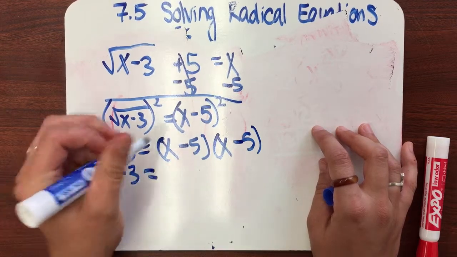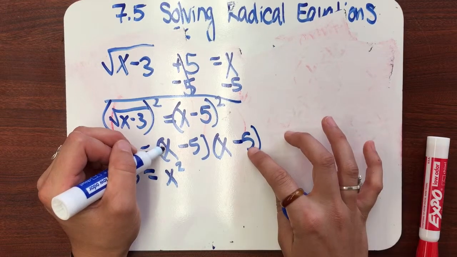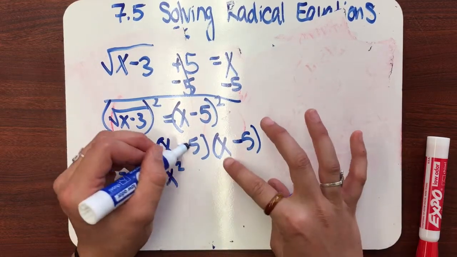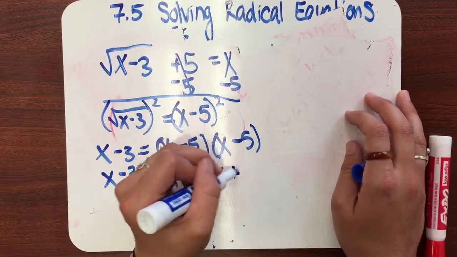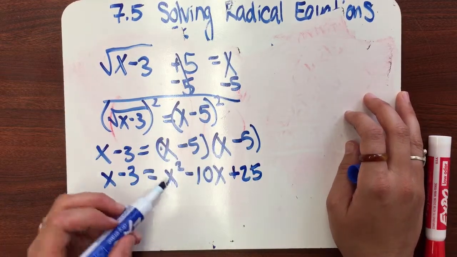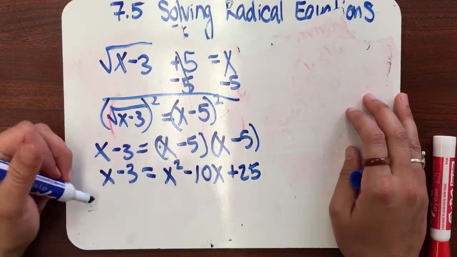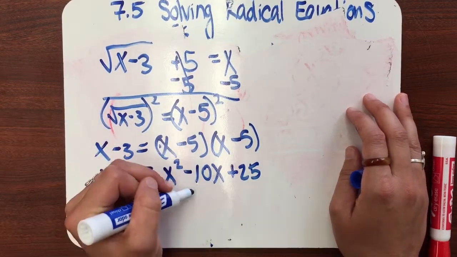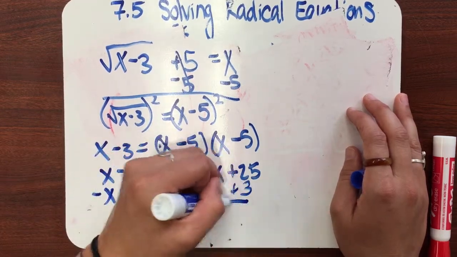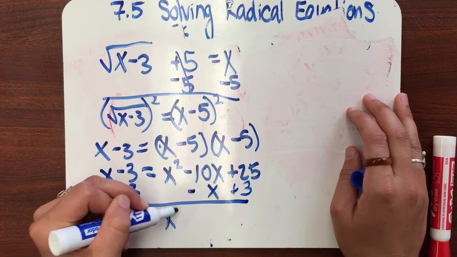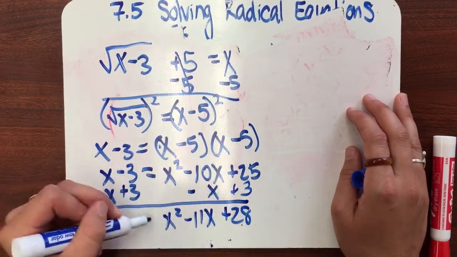So I have x minus 3 is equal to, first, x times x is x squared. Your outer is negative 5x. Your inner is negative 5x, so that's a negative 10x. And your last is a plus 25. Since this is a quadratic, we're going to get everything to one side. We're going to subtract x. We're going to add 3. And then we get x squared minus 11x plus 28.